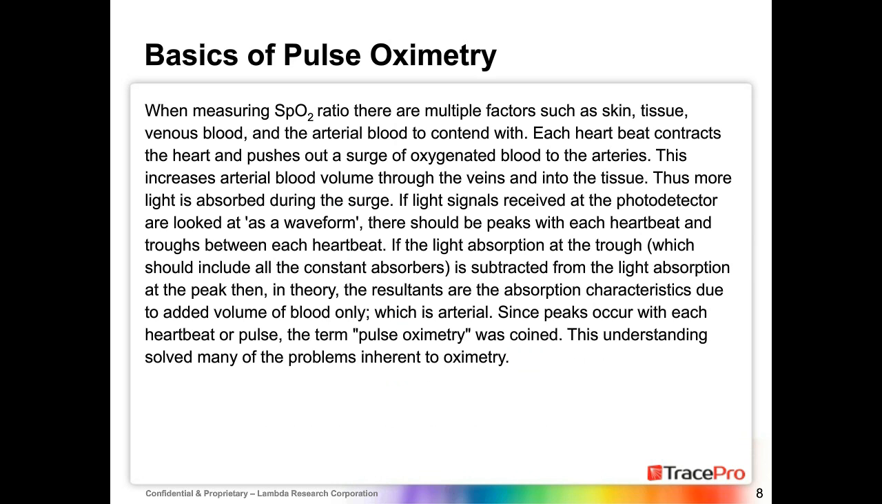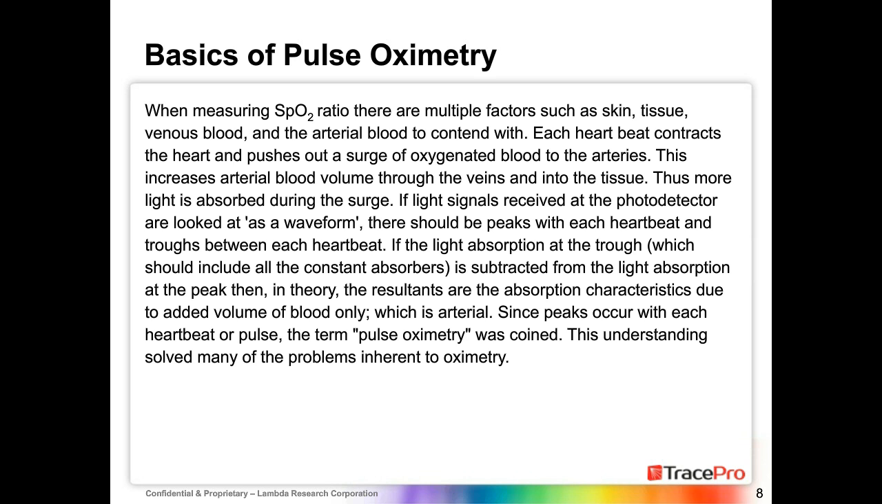So the basics of pulse oximetry, when we start going into it, there are lots of factors that go into the SpO2 ratio. Skin, tissue, venous blood, and arterial blood are all things we have to contend with. Each heartbeat contracts the heart and pushes out a surge of oxygenated blood to the arteries. This increases arterial blood volume through the veins and into the tissue. Thus, more light is absorbed during the surge.